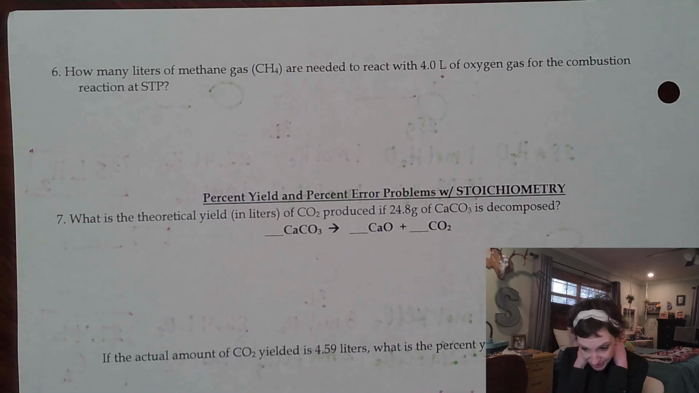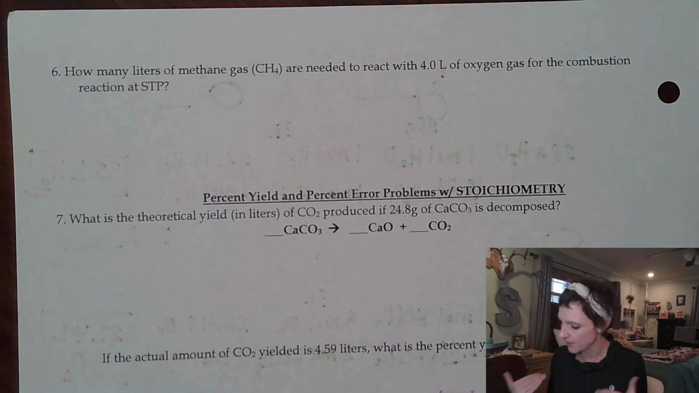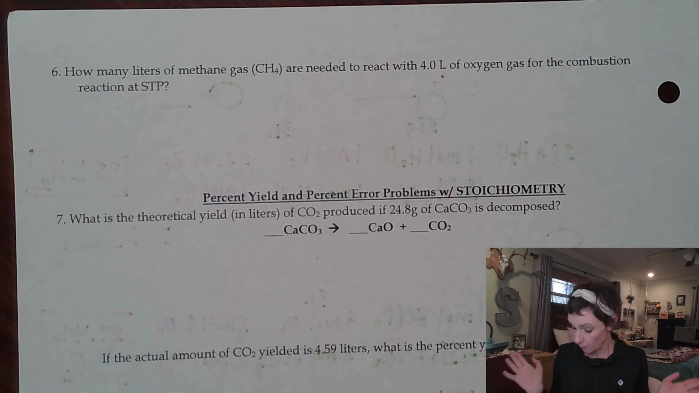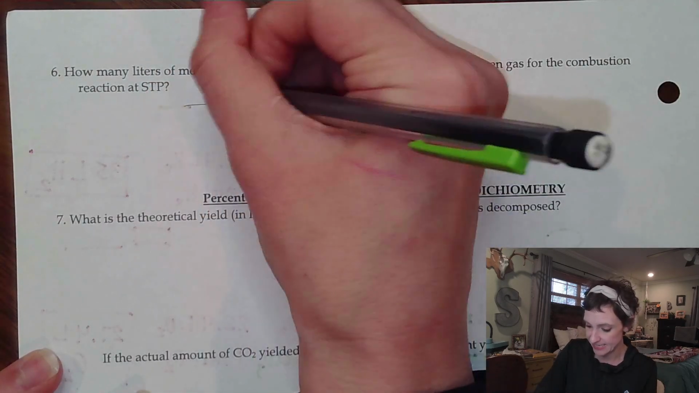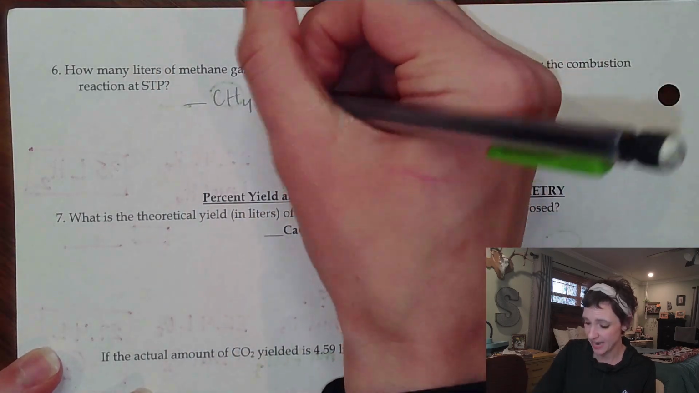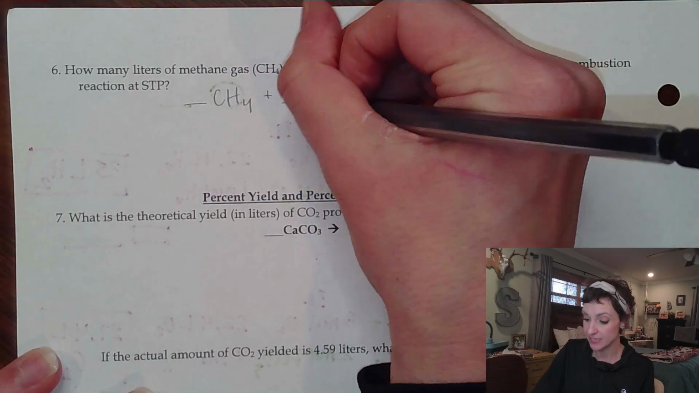There's not a chemical equation, so first thing I've got to tackle is to write my own chemical equation here. Hopefully it's not a very tricky one. I'm excited. It says, how many liters of methane gas are needed to react with 4 liters of oxygen gas for the combustion reaction at STP. Okay, well, they gave me some reactants here. We got methane gas. They told us it is CH4, and they're reacting with oxygen gas, so plain old oxygen. His symbol is O, but he is diatomic, so he gets a 2.